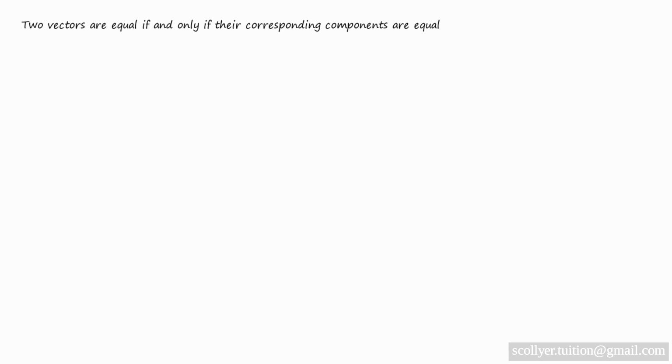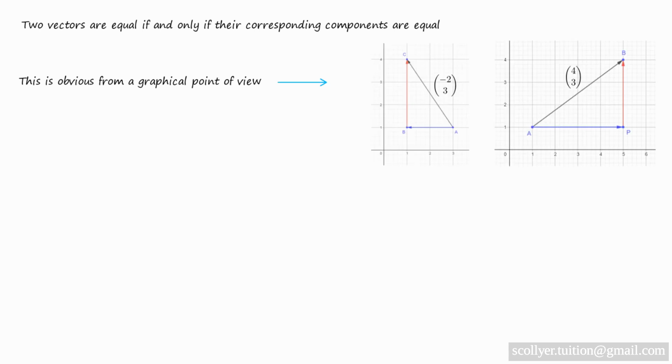Two vectors are equal when their corresponding components are equal, and this is obvious from a graphical point of view. Here we have the minus 2, 3 vector and the 4, 3 vector, and their y components are equal, but their x components differ, and so the vectors are different.